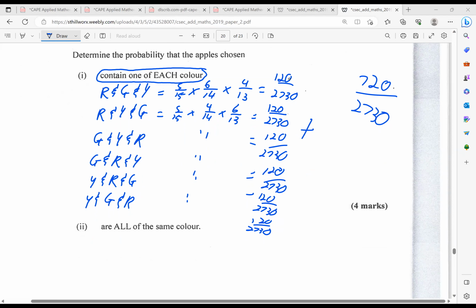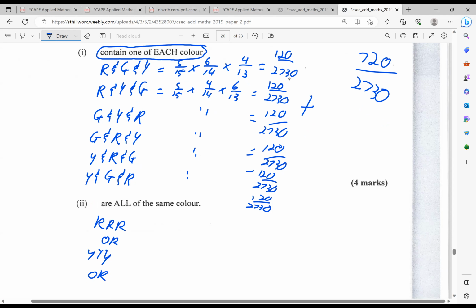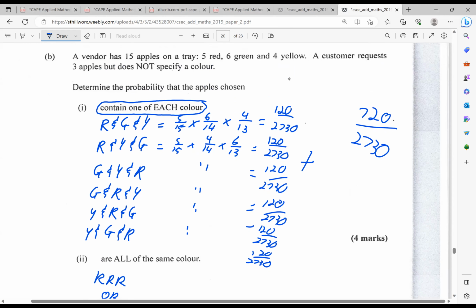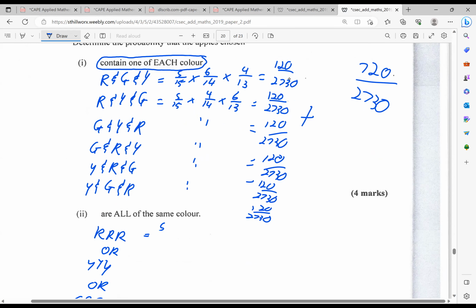So brute force means that you're just writing out all the outcomes and multiplying them and all those things here. And that's why it's 4 marks. All of the same color, red, red, red, or yellow, yellow, yellow, or green, green, green, which is 5 over 15 by 4 over 14, 3 over 13, 60 over 2730.